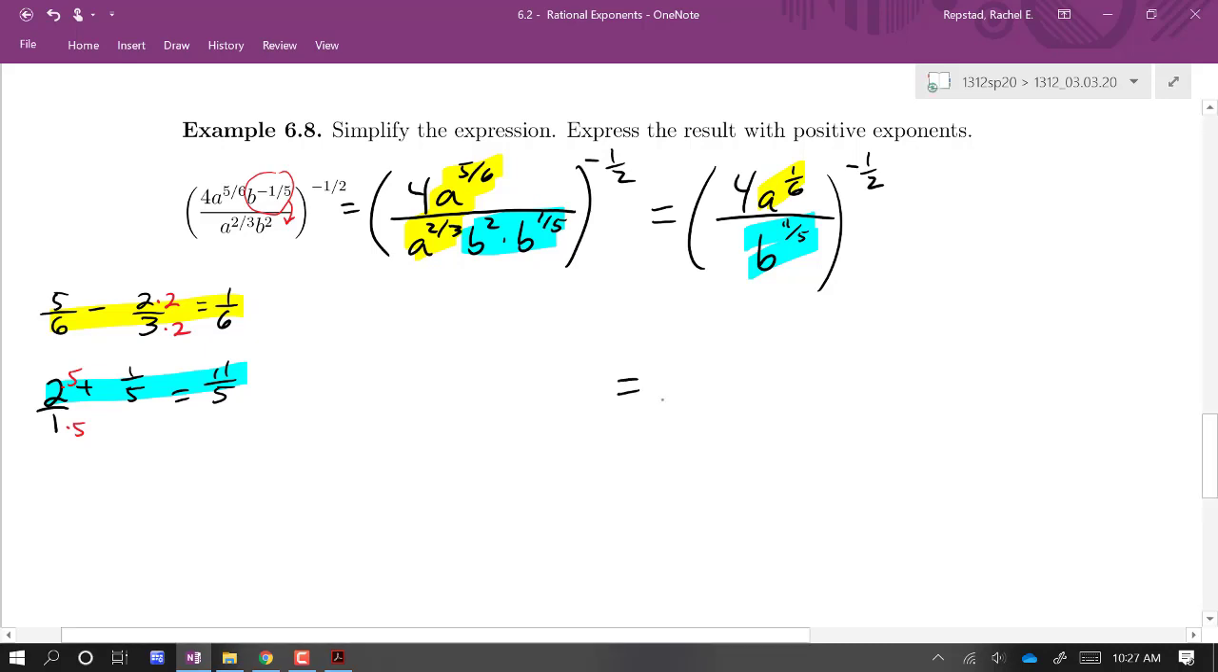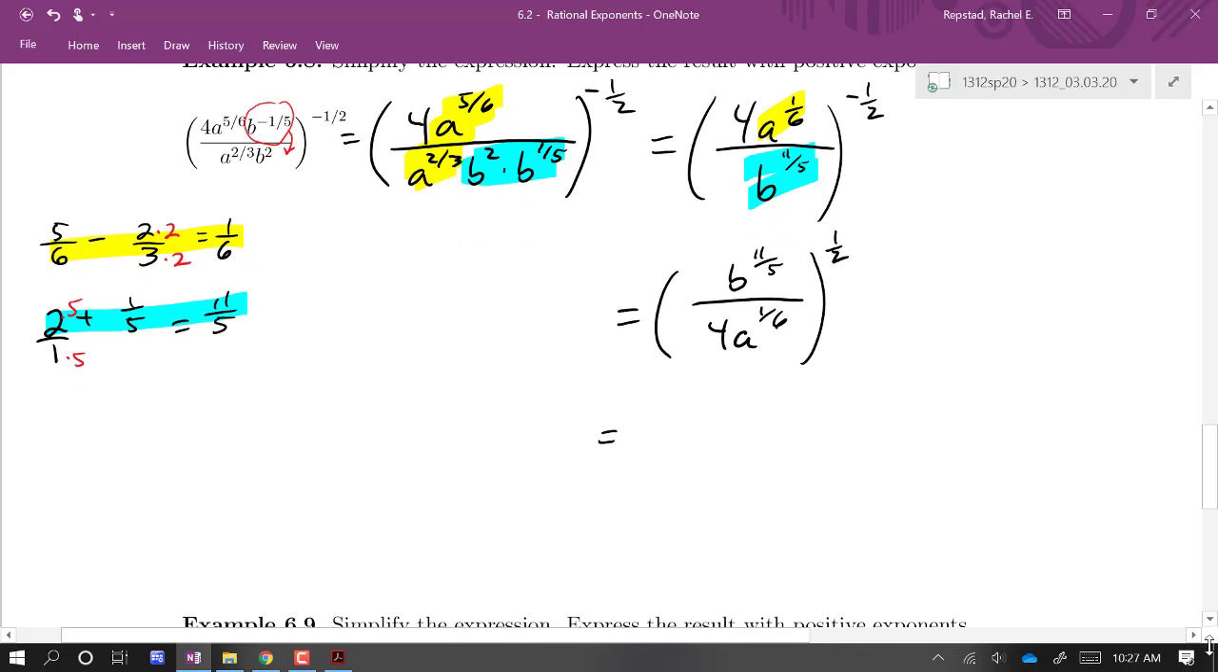What can we do now? You can either flip the fraction and distribute the 1/2, or distribute it. So why don't we go ahead and just do the first thing? I'll flip the fraction, but again, there's options here. There's more than one correct way to proceed. I'll flip the fraction over and write it to the positive 1/2. So I have b to the 11/5 over 4a to the 1/6, all to the positive 1/2. And now we can distribute the positive 1/2 power.